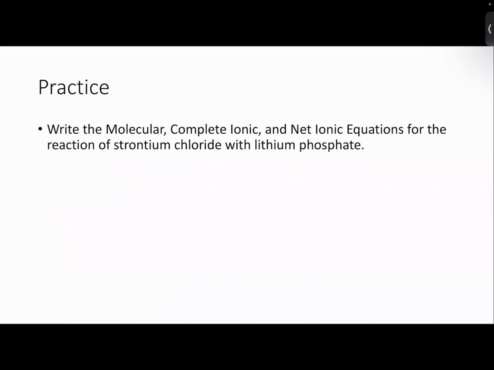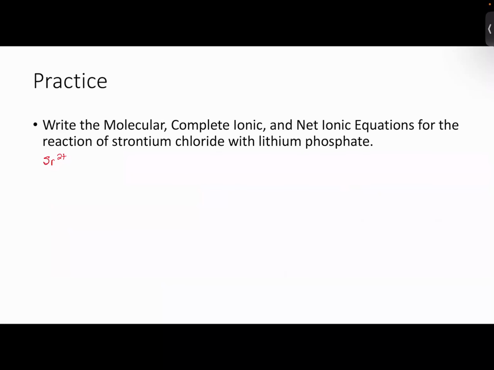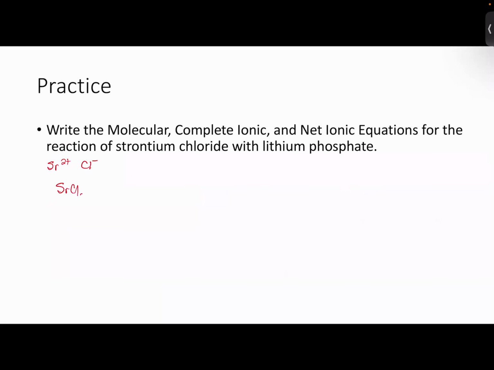So let's look at one more example. Strontium chloride and lithium phosphate. We're going to put everything together except for the identity of acids and bases today. Strontium chloride. Strontium is Sr2+. We know it's a 2+ because it's in group number 2. Chloride is Cl-. We know that it is Cl- because it's in group 17. The formula, therefore, for strontium chloride is SrCl2.